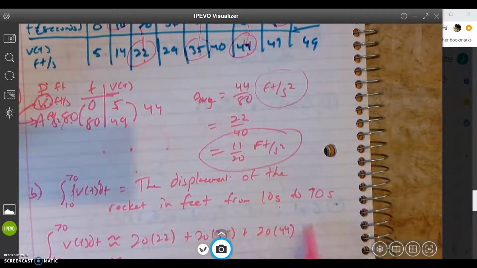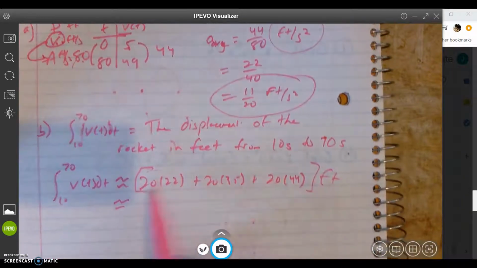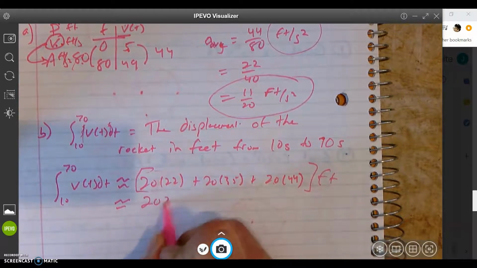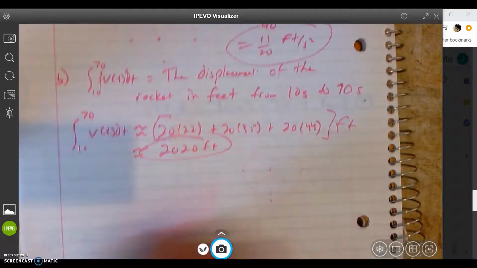And you can leave it like this if you want and just put this as feet. So you don't really have to simplify this. You can leave this, you get full credit. But I think the answer is 2020 feet. Weird how that works out. 2020. All right, now part C.